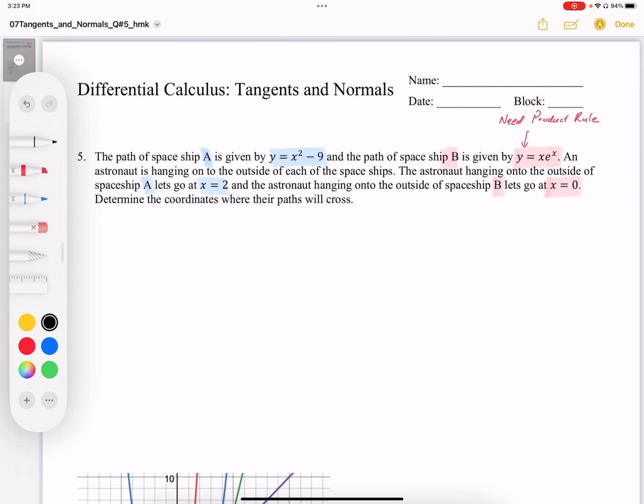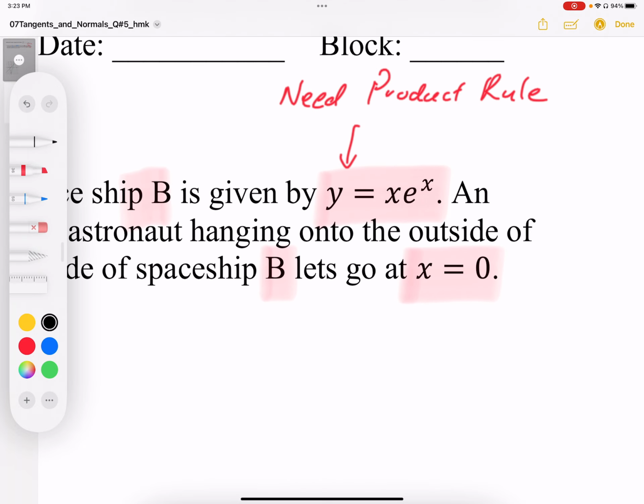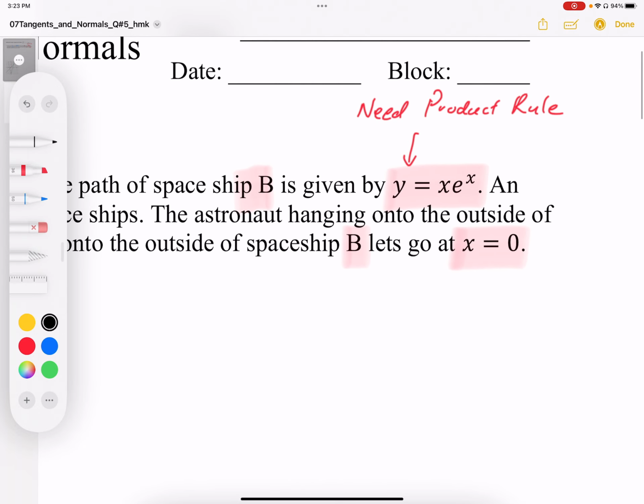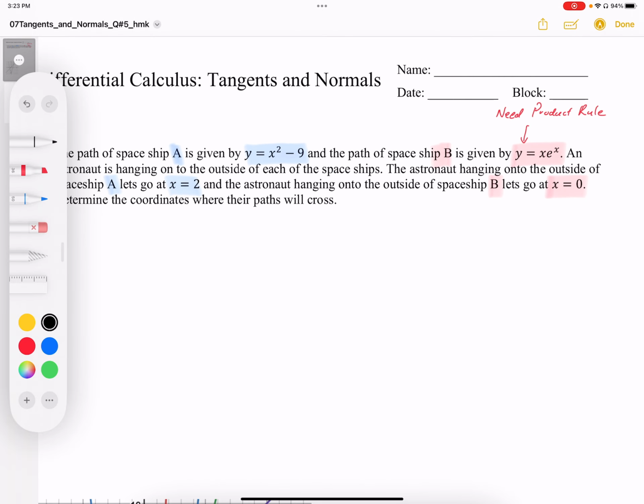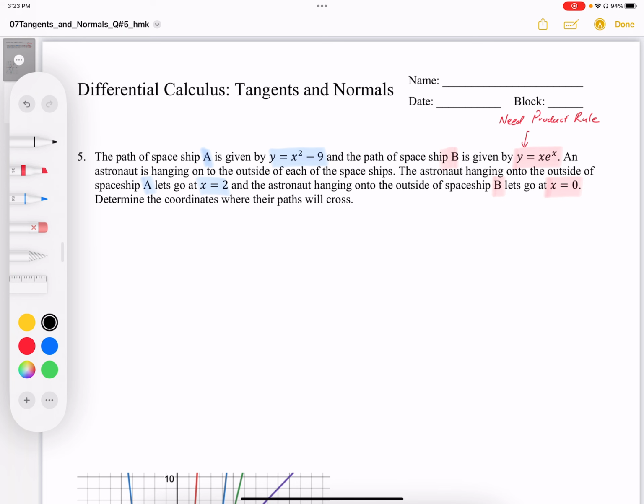For question number 5, we need the product rule to be able to differentiate this, x times e to the x. It's not easily differentiable unless we have the product rule. So if we have the product rule, we could do this problem.